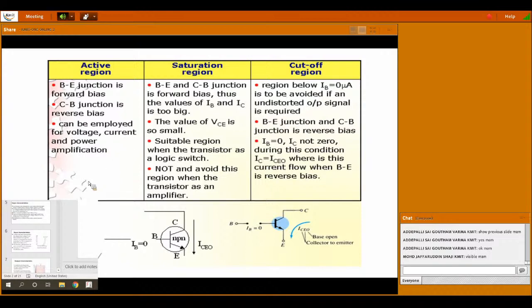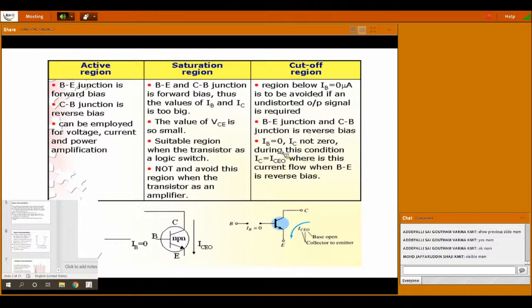So it can be applied as a voltage amplifier, current amplifier, or for power amplification purposes. We can use the common emitter configuration in the active region. In saturation, the value of collector to emitter voltage is very small, and it is suitable when the transistor is utilized as a logical switch, as an on switch. And if you are operating your transistor under saturation and cutoff, you can also construct a digital gate which is called an inverter or a NOT gate.